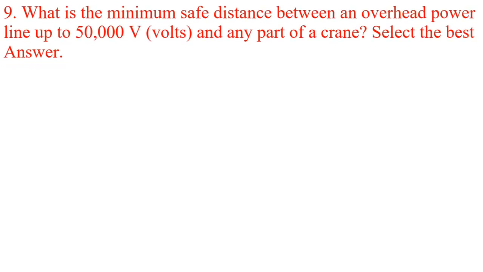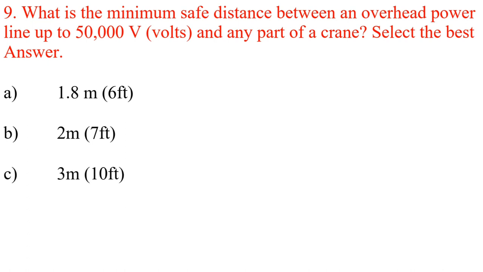Question 9. What is the minimum safe distance between an overhead power line up to 50,000 volts and any part of a crane? Select the best answer. A. 1.8 meters, 6 feet. B. 2 meters, 7 feet. C. 3 meters, 10 feet. D. 6 meters, 20 feet. Answer. C. 3 meters, 10 feet.